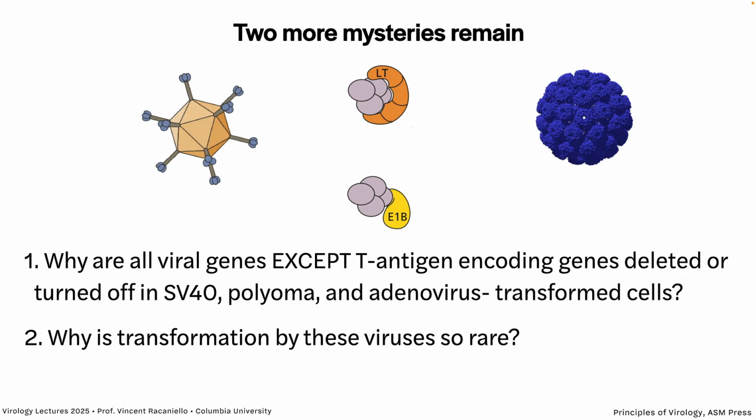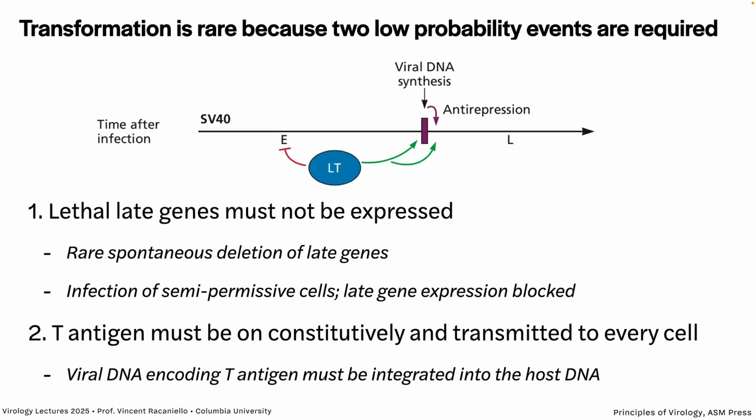Okay, we're almost at solving this problem. So first, why are all viral genes gone in transformed cells by SV40, polyoma, and adenovirus? Well, but the T antigens, why are they gone? And why is transformation so rare? Well, transformation is rare because of two low probability events. First, the lethal late genes must not be expressed, right? That's our definition of semi-permissive. You get up to DNA replication and the late genes are not expressed.